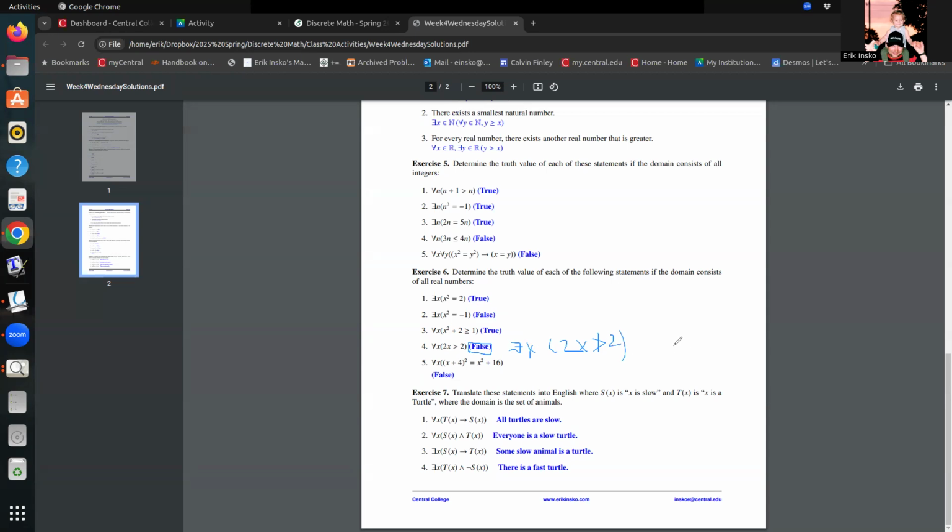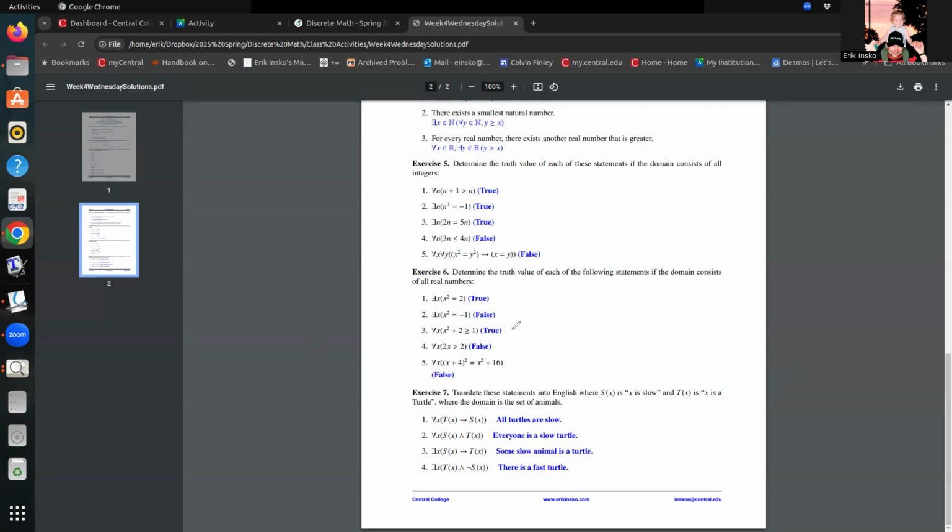In this case, if I take x equals -1, then I get 2 times -1 is not greater than 2, or I could just say is less than 2. Less than or equal to 2 is how you negate a greater than. Okay, so that right there, x equals -1 is my counterexample.